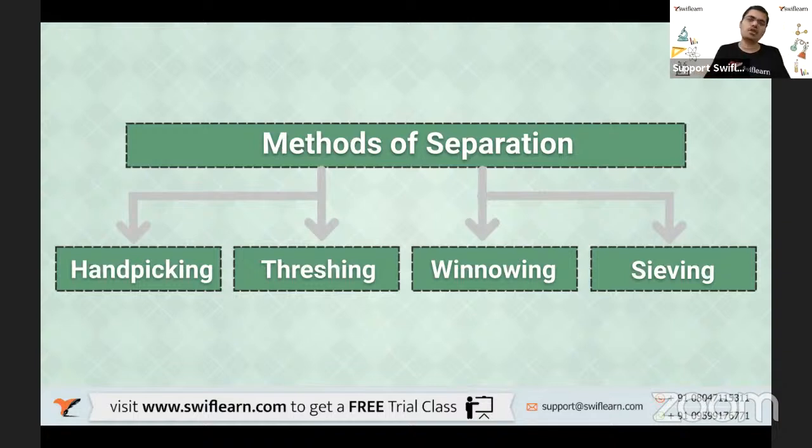Threshing is also a method of separation. Winnowing is also a separation process. And sieving is also a separation process. Only thing is what? The devices used in each and every process are different. But the method is always the same. The method is called separation only. Okay. So let us discuss one by one. Excited? Yes.